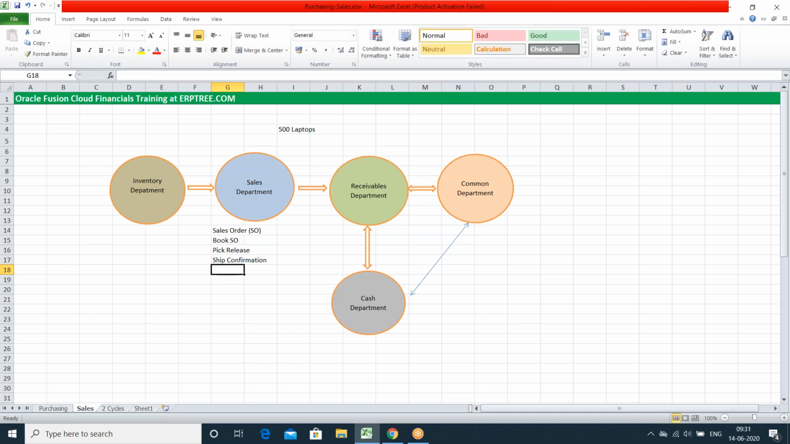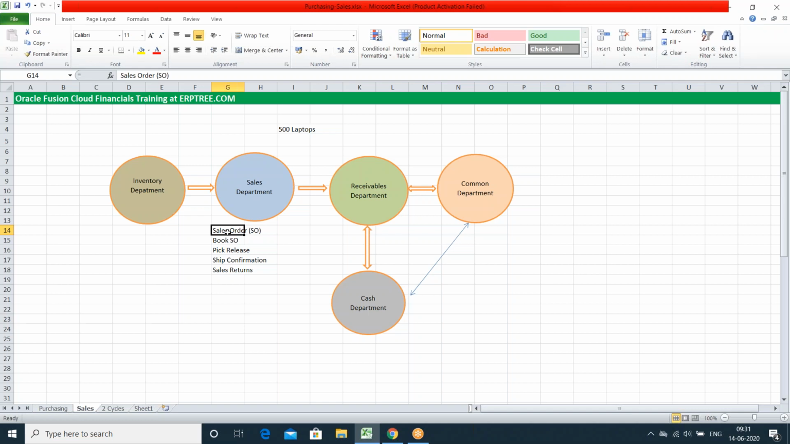Say we ship the material to the customer, how much quantity? 500. The customer may return the laptops. During this transportation, 10 laptops got damaged. In that case, the sales returns also will be handled by the sales department. Okay, so this is a primary responsibility of the sales department.